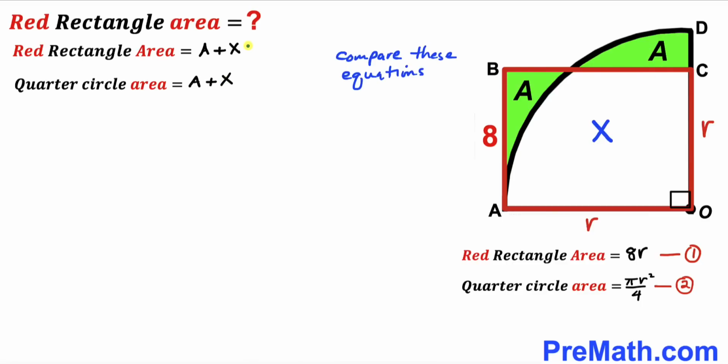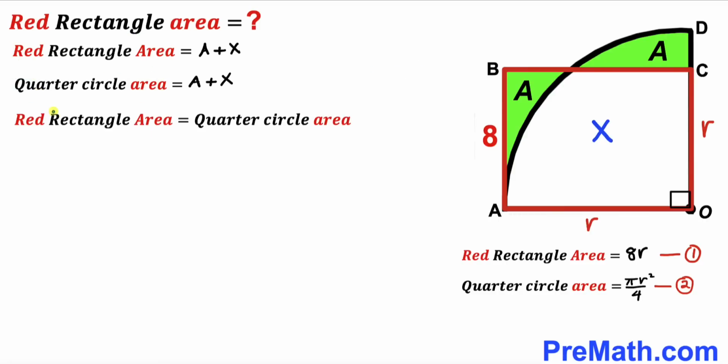Now we are going to compare these two equations. We can see the right hand sides of both of these equations are identical. Therefore, we can equate the left hand sides as well. So we can conclude that the red rectangle area is equal to the quarter circle area, as you can see in this equation.